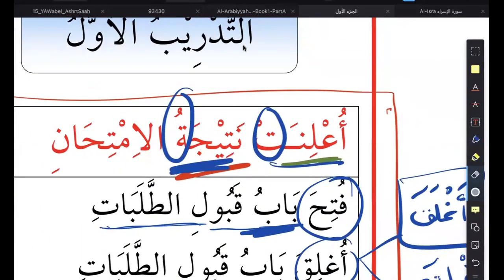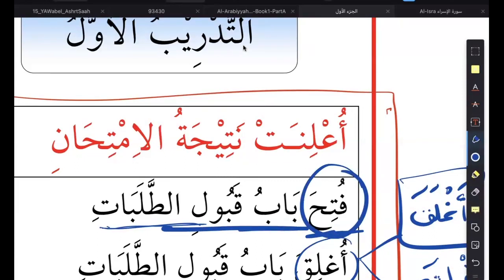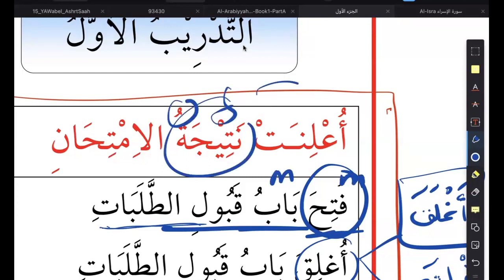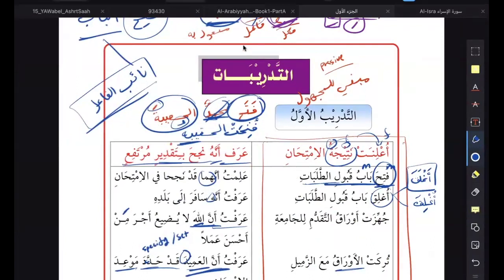Okay, and as you can see, these two side by side here, this is the passive form, but the naibul fa'il is masculine, so your verb is masculine. Here naibul fa'il is feminine, your verb needs to be feminine. Okay, so inshallah, please review them. You will be fine, inshallah.